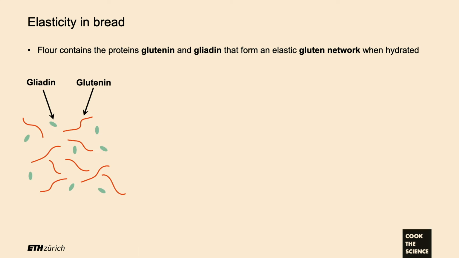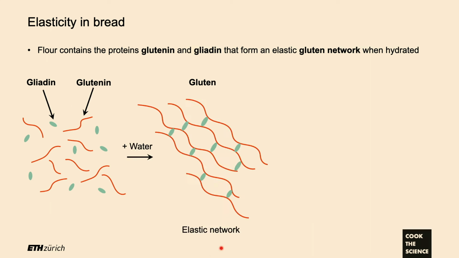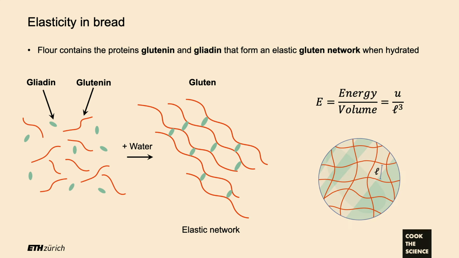So these are two types of proteins, and in the presence of water, these proteins interact. The glutenin form long strands of molecules, which are then connected to form this elastic network, which is almost like a mesh, and that gives elasticity. And you can see now also where the elasticity comes from. It is again associated with the length scale of this elastic mesh. And now you understand also why flour itself is not elastic, but dough becomes elastic when you add water. It's really because you need water for this transformation to occur.